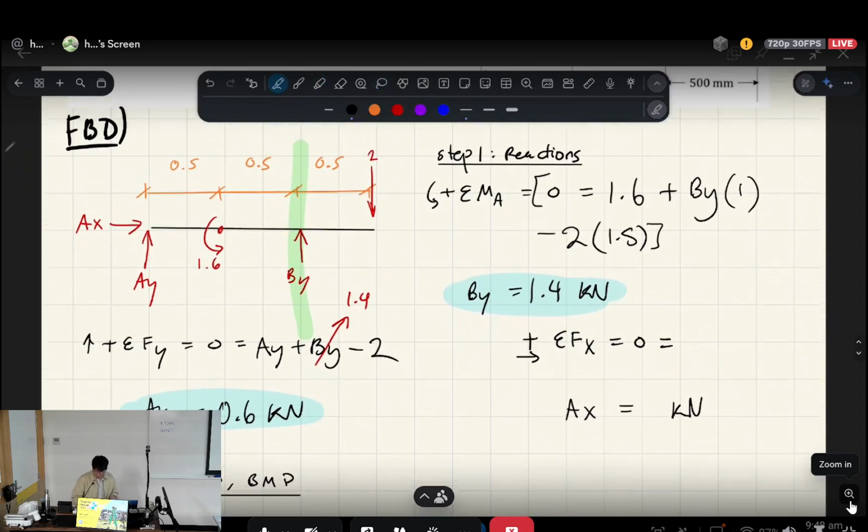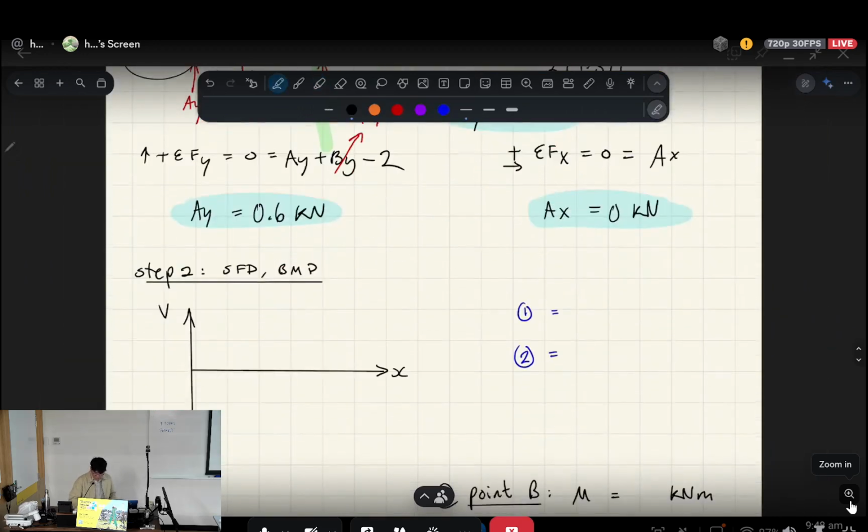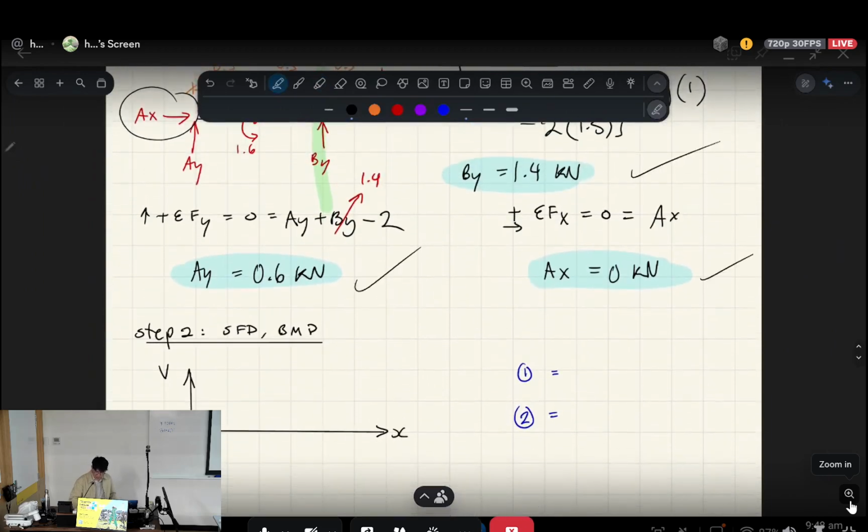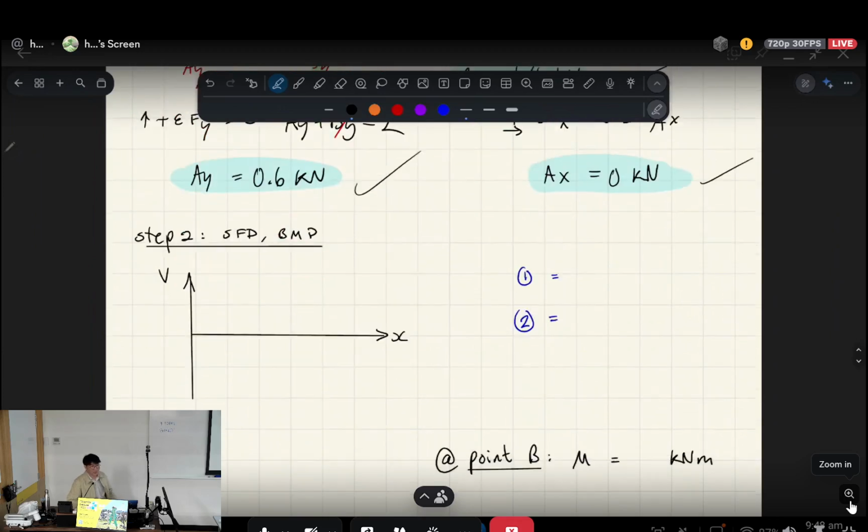If we're looking at the horizontal force equilibrium, the only force there is AX, and therefore there's nothing to react against, and so that horizontal reaction will be 0. Okay, so that's reactions. We've got those. That was just a bit of a recap, but that's not really new content.